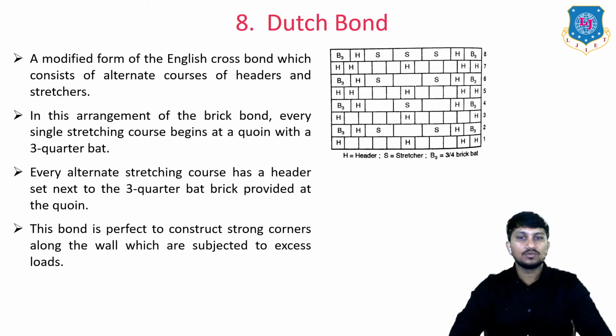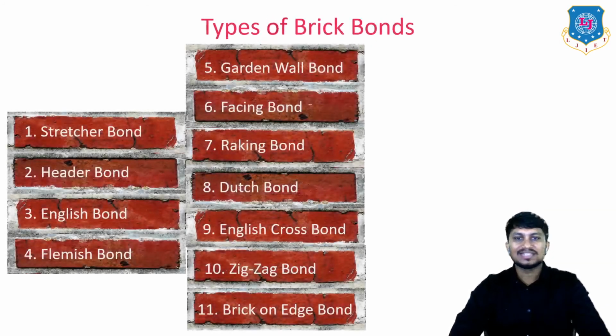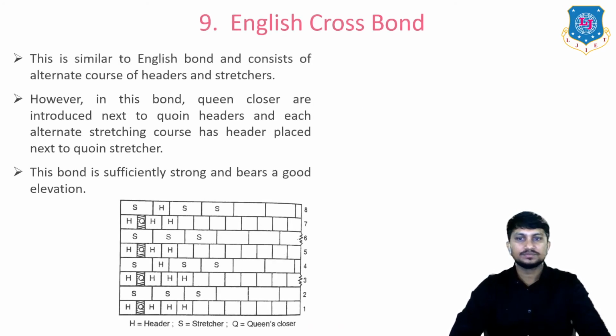This bond is perfect to construct strong corners along the walls which are subjected to excess loads. Okay. Next type of bond is English cross bond. This is similar to English bond and consists of alternate courses of headers and stretchers. However, in this bond, queen closers are introduced next to queen header.